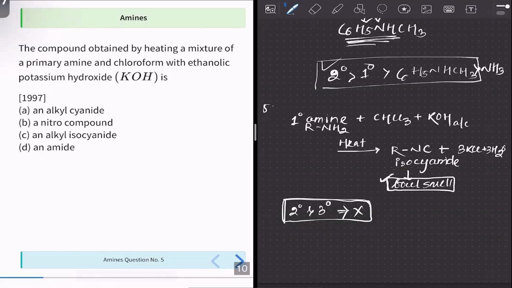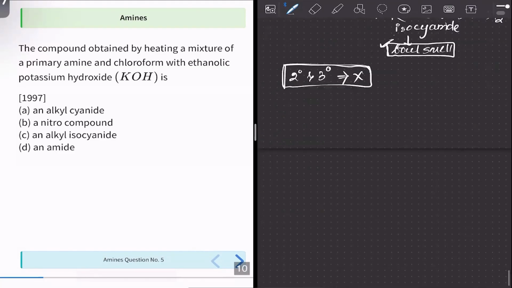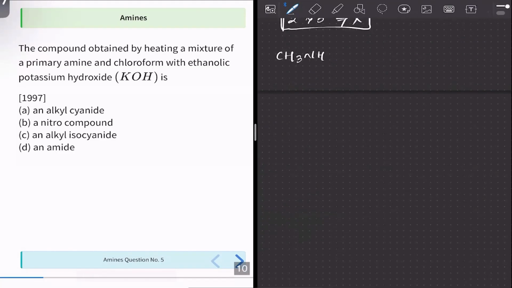Got it? So what will be the product? An alkyl cyanide? No. A nitro compound? No. An alkyl isocyanide. Yes, it is correct. Let's take an example: CH3NH2, CHCl3, KOH will give CH3NC plus KCl. So option C will be correct.